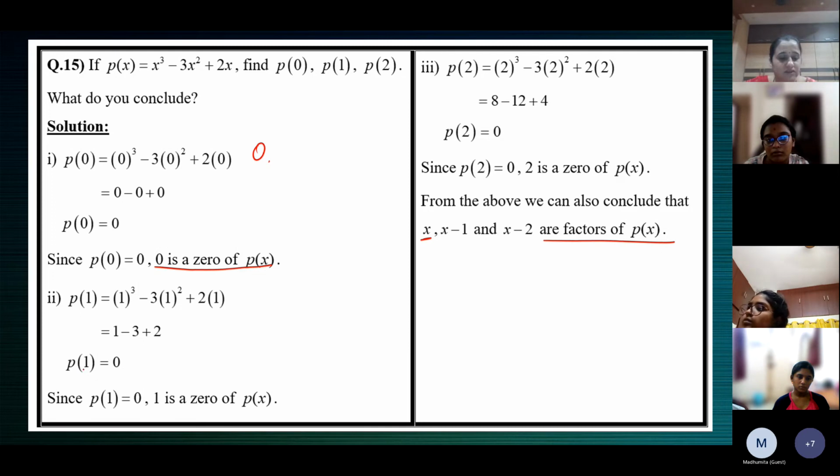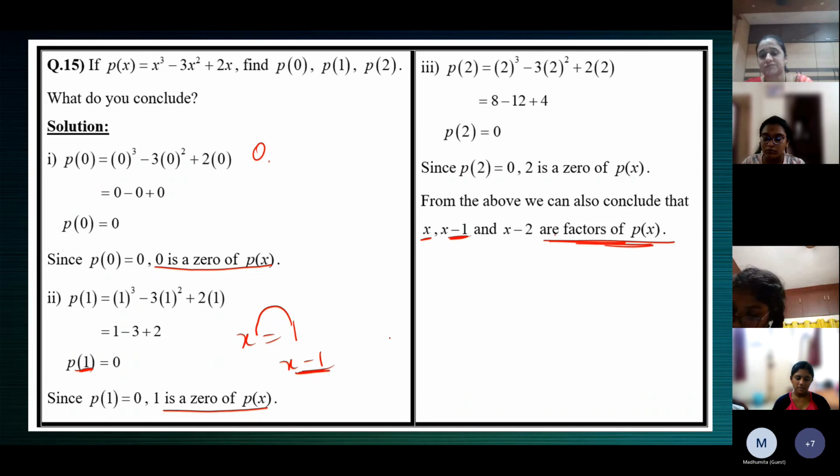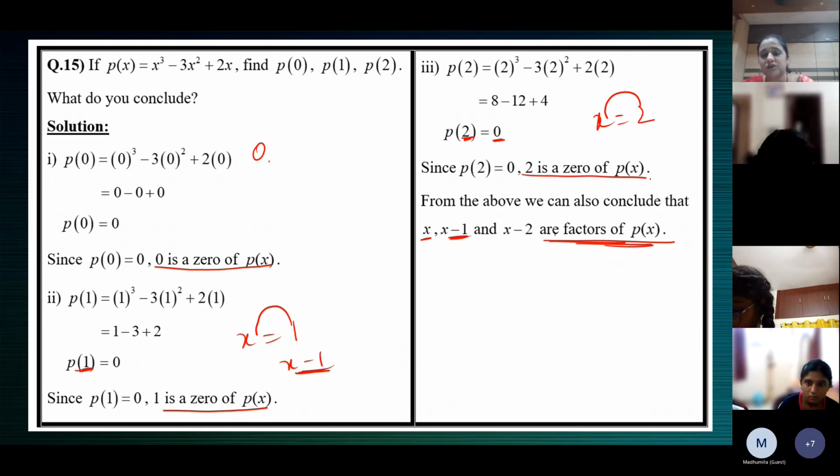Next, from this one, x is equal to 1. When you take this here, it becomes x minus 1. So 1 is a zero of P of x, and also x minus 1 is a factor of P of x. And when x is equal to 2, when you bring this here, it is x minus 2. Since P of 2 is 0, 2 is a zero of P of x. Also, x minus 2 is a factor of P of x.